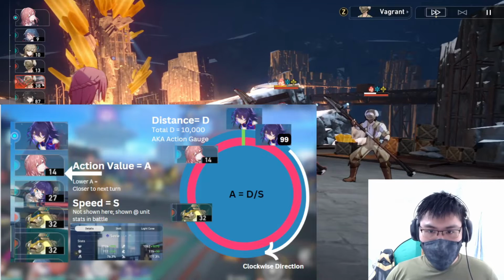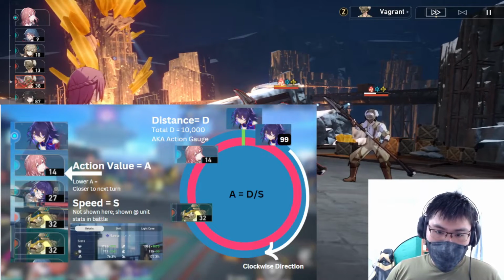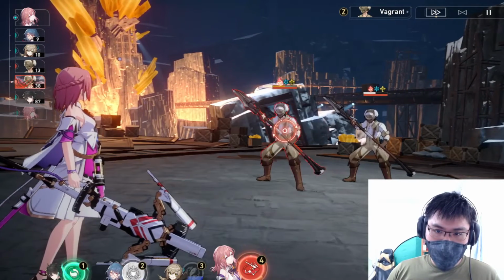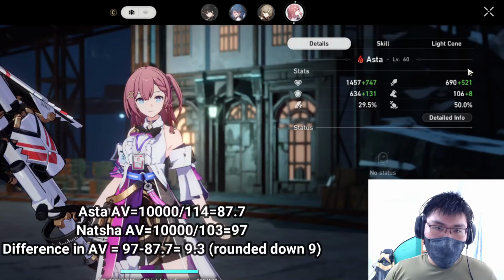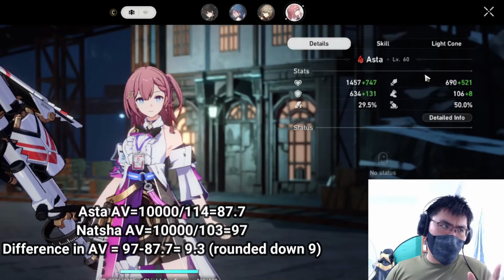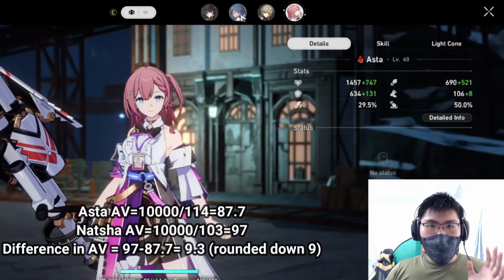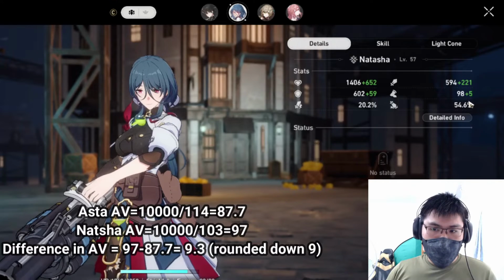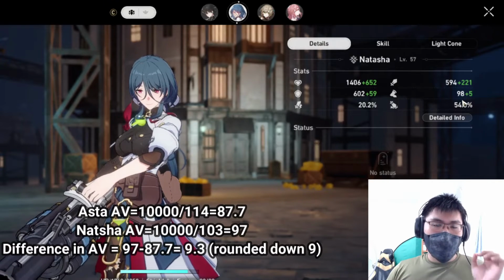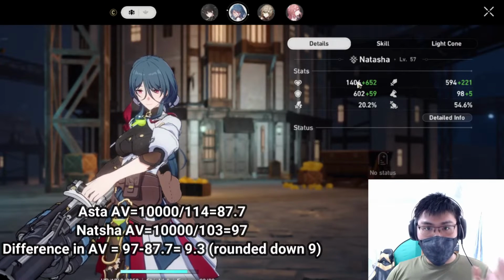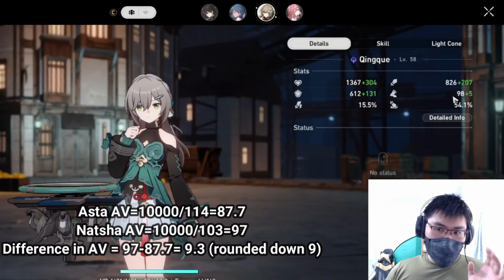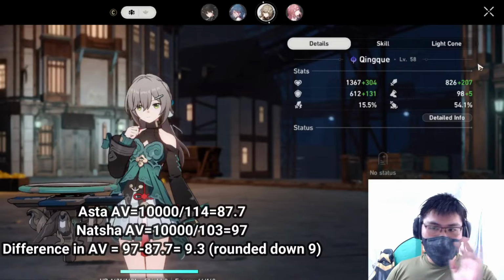So for example, for Asta's case, in my team right now, I'm going to remove this. Asta's speed stat is 114. So if you take 10,000 divided by 114, you get a rough value of about 87. And if you take a look at Natasha's speed, it's 103. So if you take 10,000 divided by 103, you'll get a rough value of 97. Qingque is also 103, so it's also roughly 97.